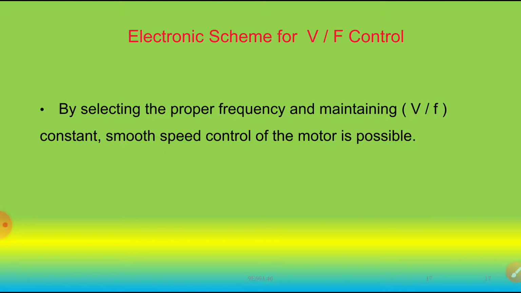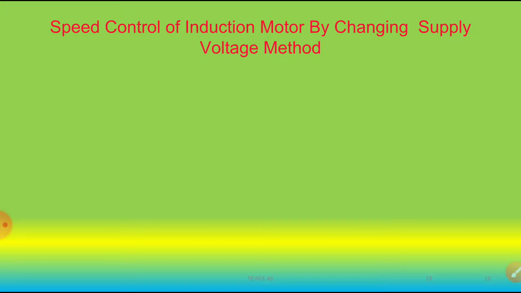By selecting the proper frequency and maintaining the V by F ratio constant, smooth speed control of the motor is possible. Another method is speed control of the induction motor by changing the supply voltage. In the first case, we have seen the V by F method, the frequency control method. Instead of changing only the frequency, we also consider the voltage.